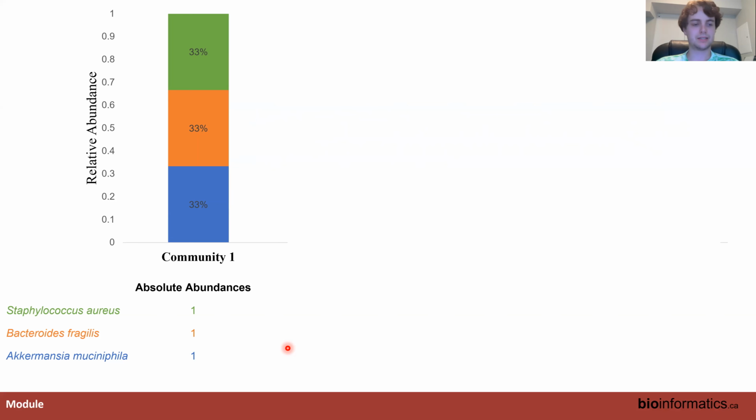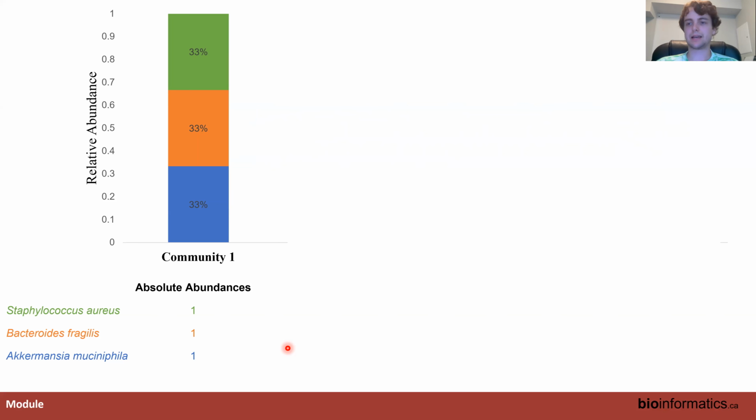And what I mean by this is if we were to take a community, this community 1, and we have 3 microbes in it, Staphylococcus, Bacteroides, and Akkermansia, and they all have the exact same absolute abundances. So if we plotted the relative abundance, we'd see they all make up 33% of the sample.